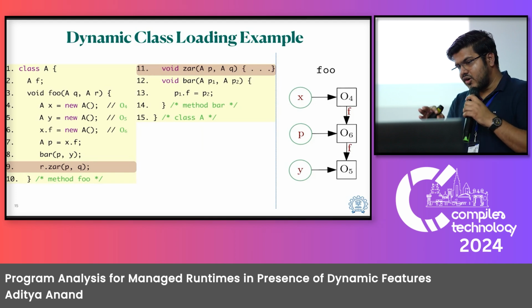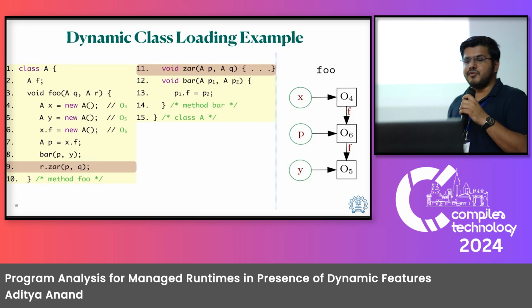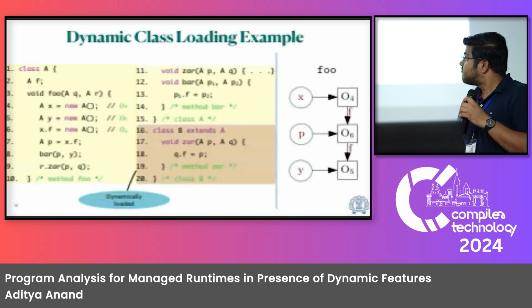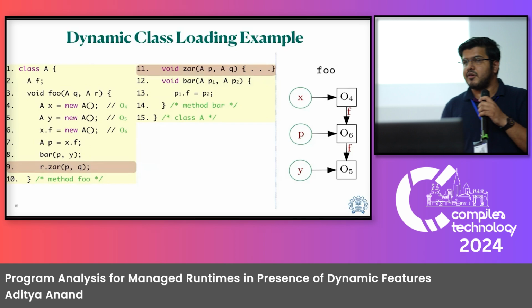Note that any object O4, O5 or O6 is not getting accessed outside the method foo, which means that statically we will say that all these objects O4, O5, O6 can be stack allocated.